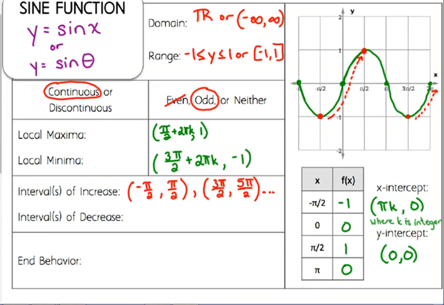Okay, intervals of decrease. We can see obviously between pi over 2 and 3 pi over 2, we are decreasing. At the very beginning of our graph, we notice that we are decreasing. That would have started at negative 3 pi over 2, and it ends at negative pi over 2, which is another interval of decreasing.